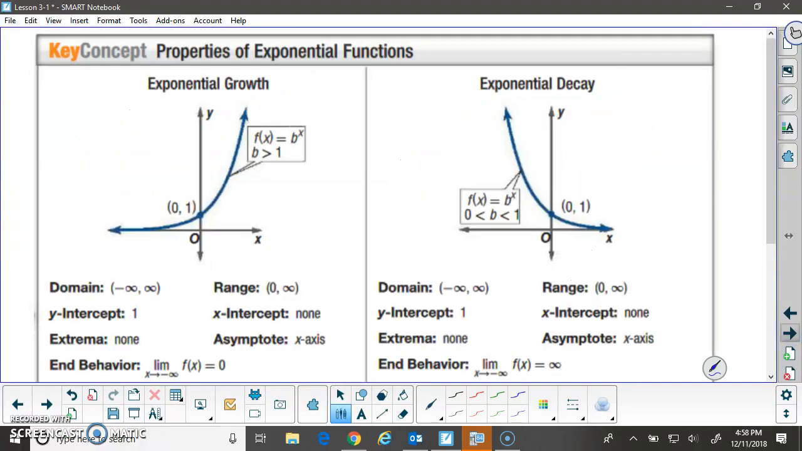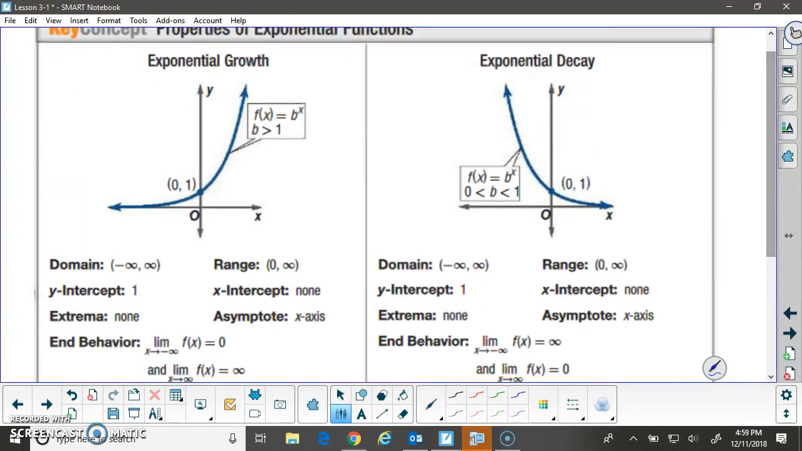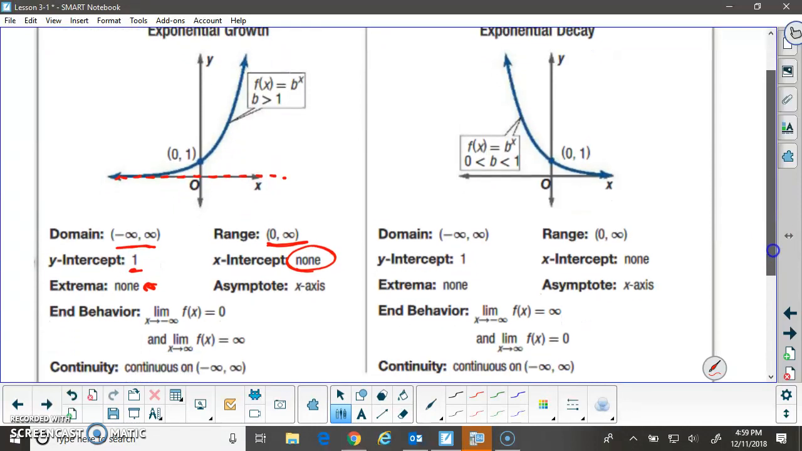So with the growth and decay models, you can see the growth model on the left. Here's all the characteristics of it. The domain is all real numbers. The range is greater than 0. There's a y-intercept at 1, an x-intercept none at all, because it's never going to touch the x-axis. There's no minimums or maximums or no extreme values. And there's a horizontal asymptote right here at y equals 0. And so that's just the x-axis, and then you can see the end behavior down below.